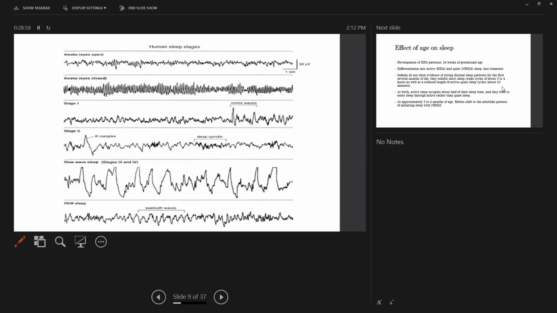K complexes in stage 2 and the sleep schedule. What are sleep startles? In which phase do they occur? Sleep startles occur in stage 1, N1 sleep. During N1 sleep there are some jerks, like hypnic jerks.